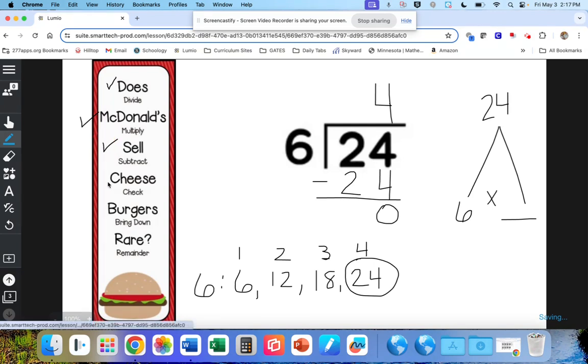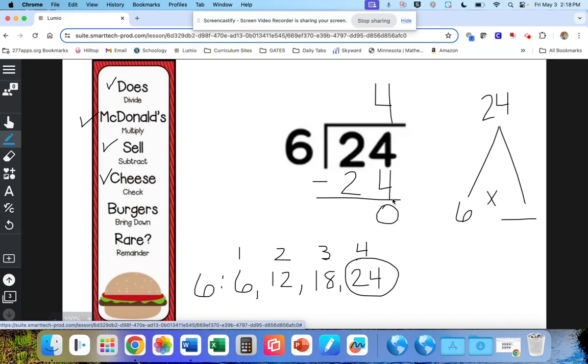Now we're going to go to the cheese, the check. What we're checking to see is, is this number we just subtracted smaller than this outside number which we divided by? We always want to make sure it's smaller. If it is not, we probably did something wrong. So we check, 0 is smaller than 6. The next one is bring down or remainder.